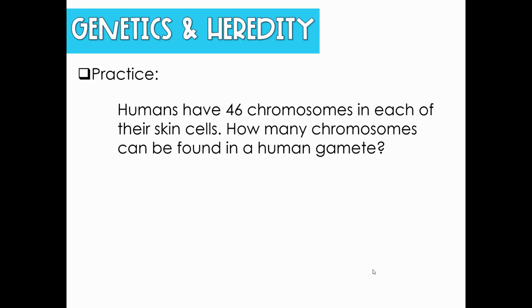Humans have 46 chromosomes in each of their skin cells. So how many chromosomes can be found in a human gamete? Again, gametes are going to have half the number of chromosomes as body cells. So half of 46 would be 23.